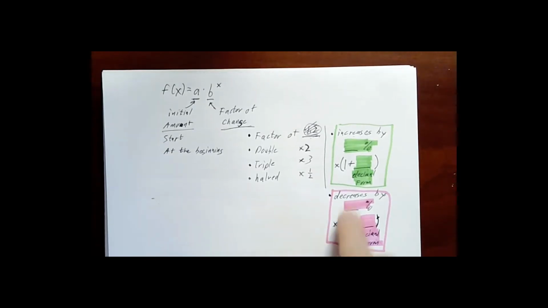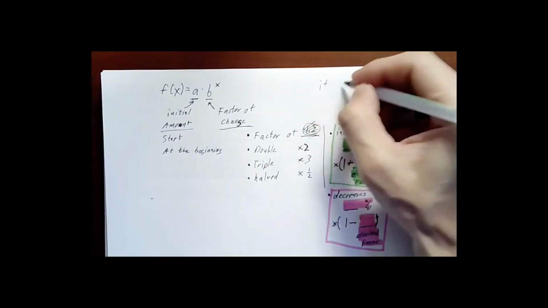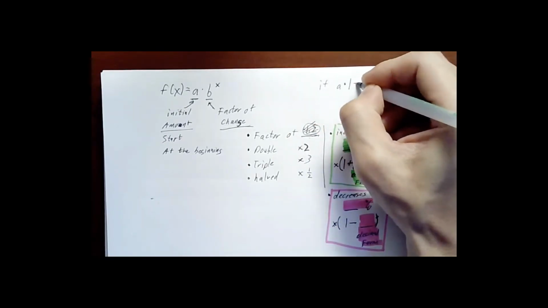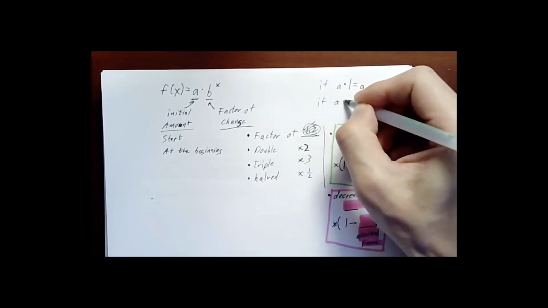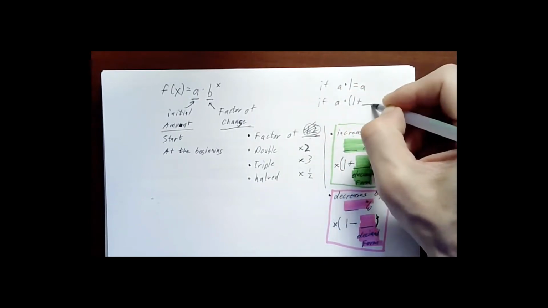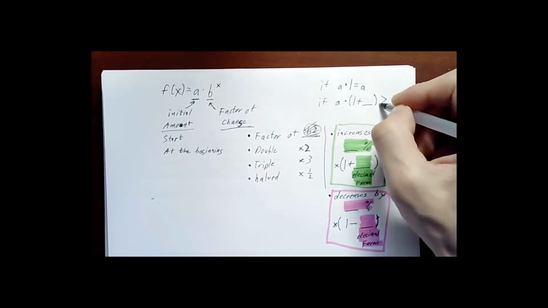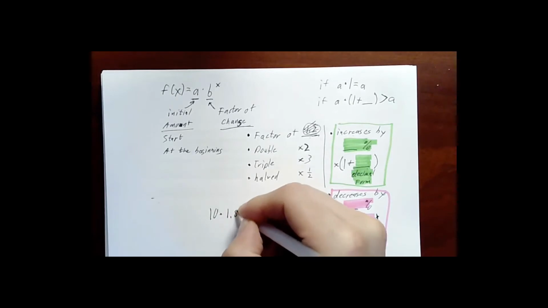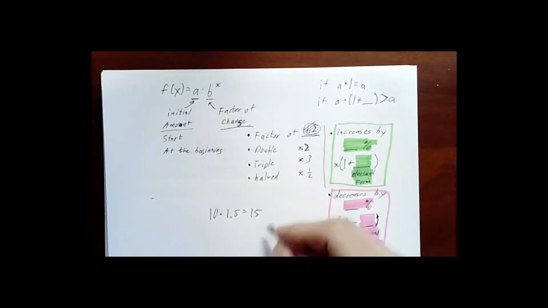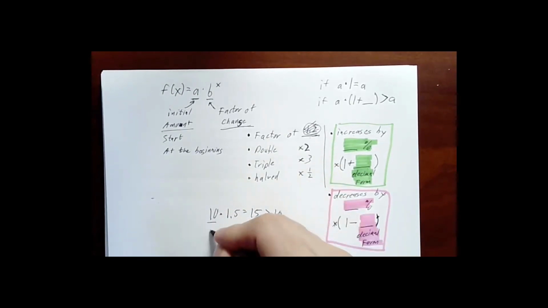Why do we revolve around 1 here on the increasing and decreasing? Well, as a quick reminder, if we did a times 1, this would equal a. If we multiplied a times 1 plus some unknown value, this would be greater than a. An example would be 10 times 1.5 is equal to 15, and 15 is greater than 10. If 10 was my a value, then multiplying this together, which equals 15, is greater than what I started off with.